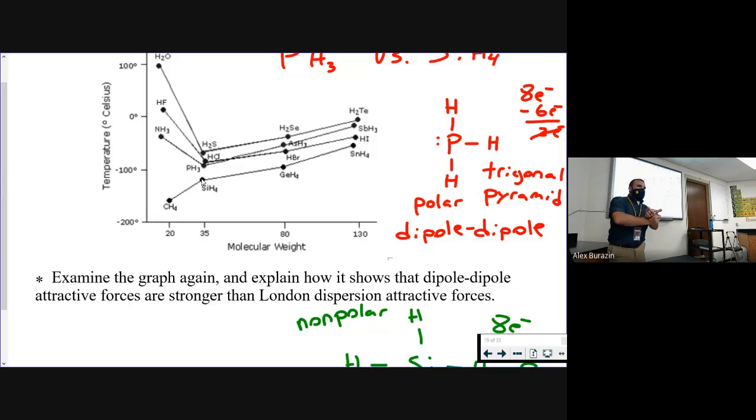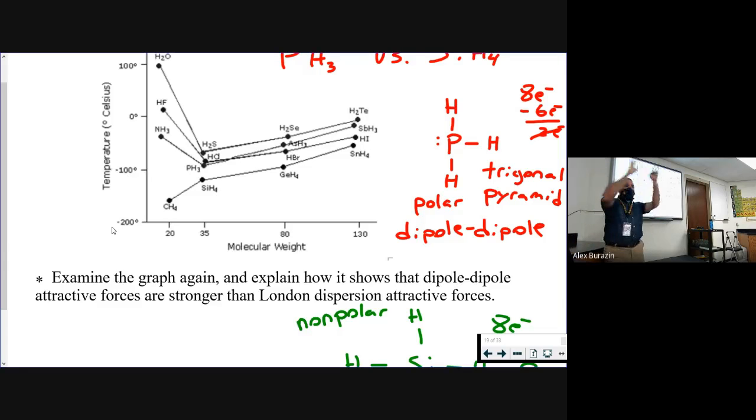So they both have London dispersion. They almost have the exact same molar mass. They almost have the exact same number of electrons. I think they do have the exact same number of electrons in total. So what's the only difference? One's polar with dipole-dipole, and one is not. That is the only difference.